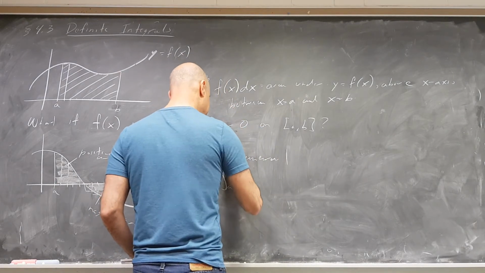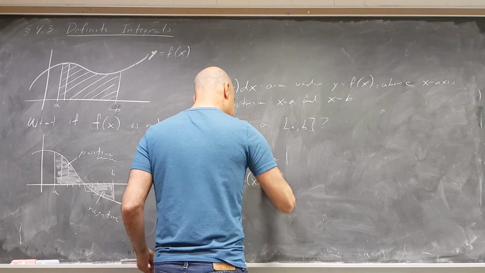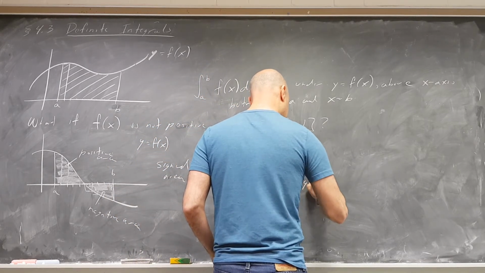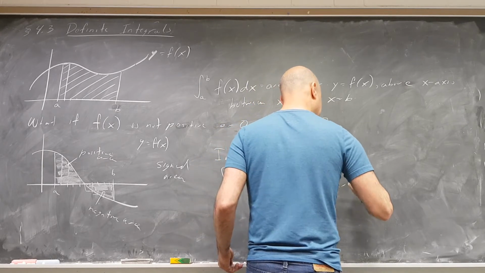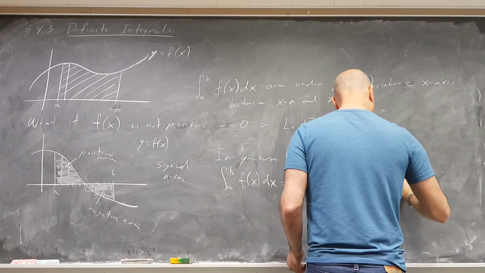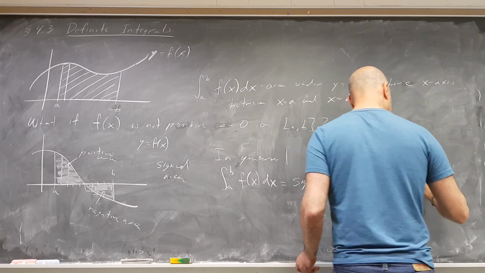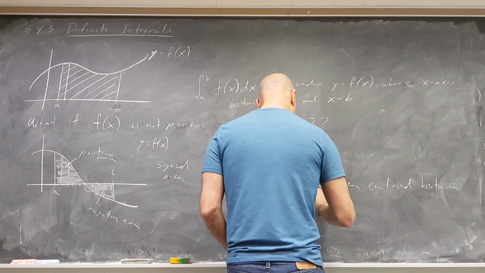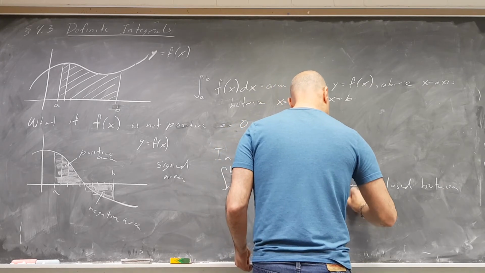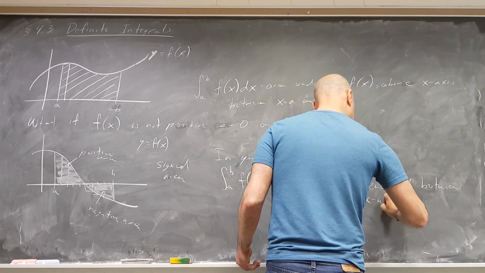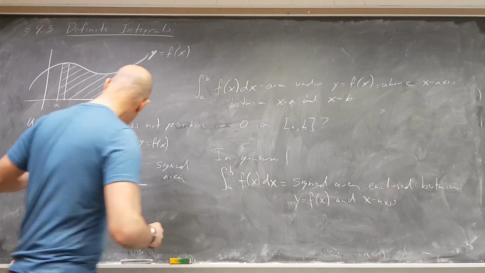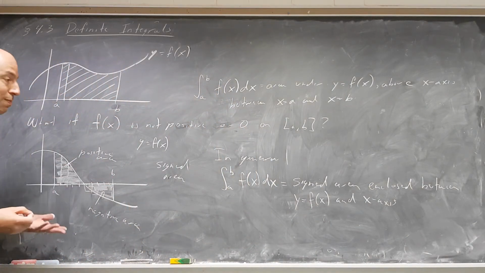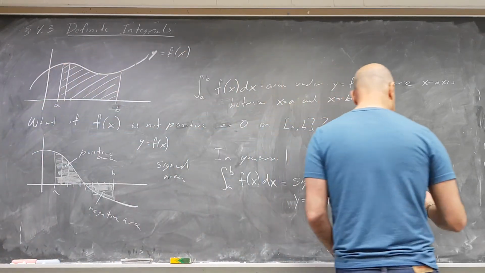the integral from a to b of f of x dx means the signed area enclosed between y equals f of x and the x-axis. That's still true over here. The x-axis is still the boundary. Over here it's the boundary below, and over here it's the boundary above, between x equals a and x equals b.